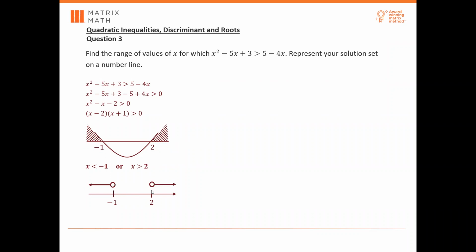So one arrow is going to the left and one arrow is going to the right. Yeah.